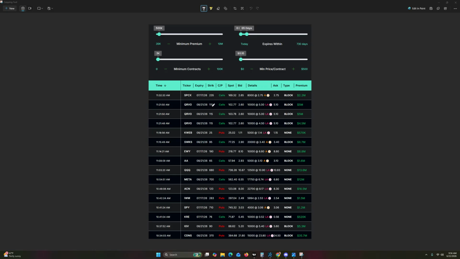So you can see here, I have about 1 hour's worth of option flows. This is actually a slow day. We usually see 2 to 3 times as much as this.